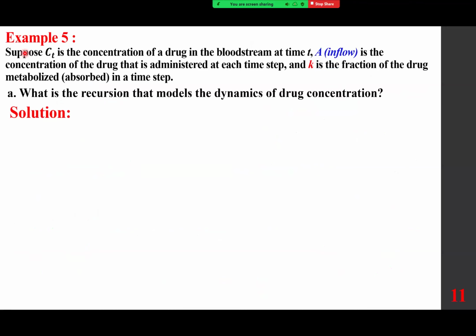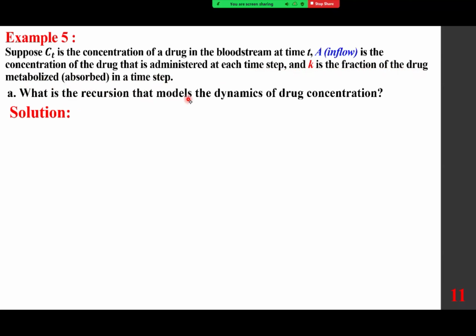Example 5. Suppose C sub t is the concentration of a drug in the bloodstream at time t. A is the inflow, the concentration of the drug that is administered at each time step. And K is the fraction of the drug metabolized or absorbed in a time step. What is the recursion that models the dynamics of drug concentration?